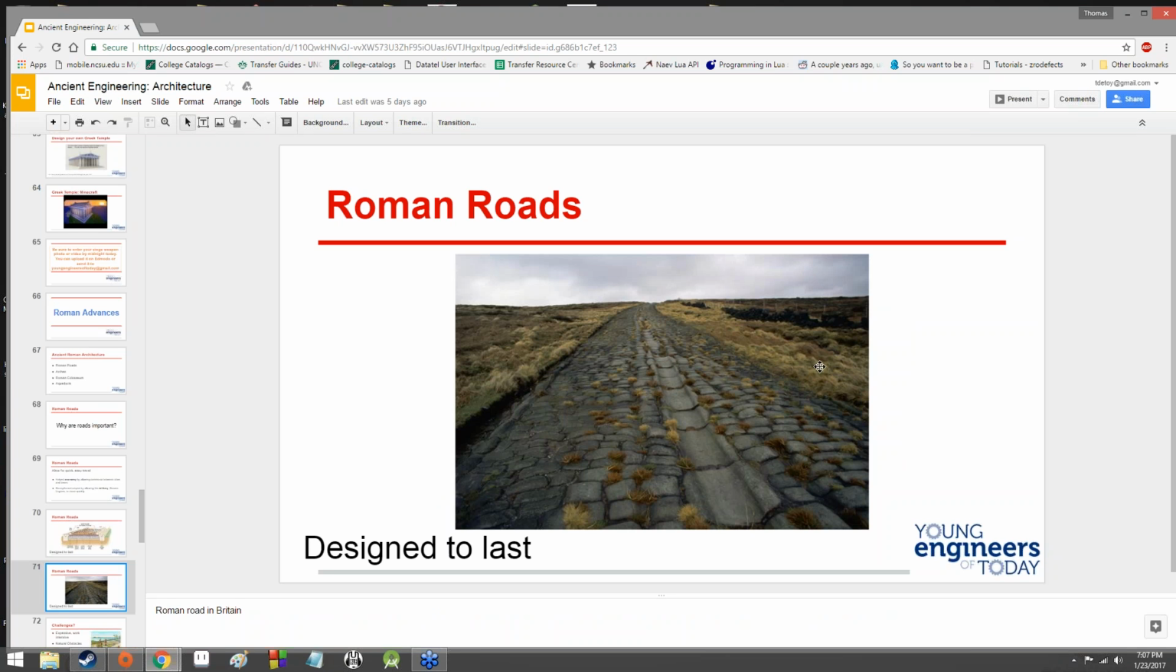And I showed this picture last Wednesday. This is a picture of a Roman road today, and it's still standing. I mean, it looks old, but it looks like it's been maintained all this time, whereas it's entirely possible that it really hasn't been. It might have received some maintenance, but no real resurfacing like we have to deal with on roads today. So they were designed to last.